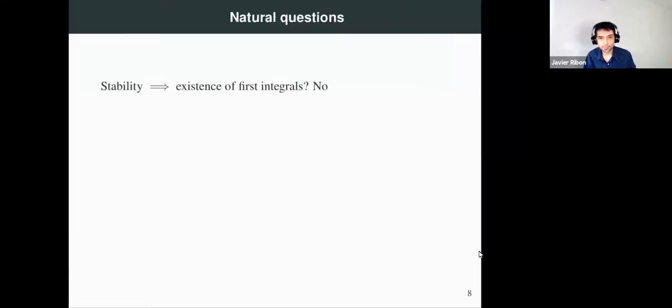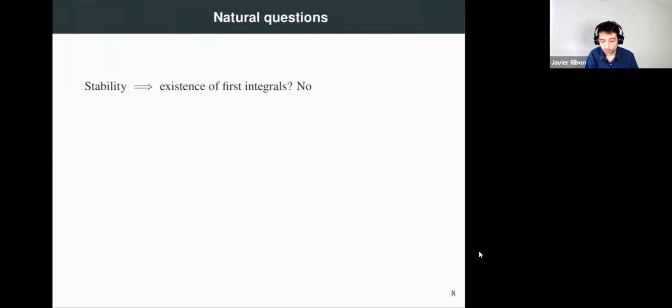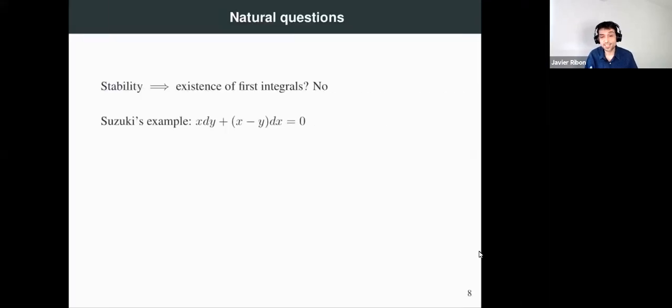Okay. Another question is whether stability, this property of the leaves having finite holonomy groups, implies that there exist first integrals, let's say meromorphic first integrals, integrals that are quotients of holomorphic functions. And the answer is also no. And there is a very well-known example by Suzuki, which is an example like this.